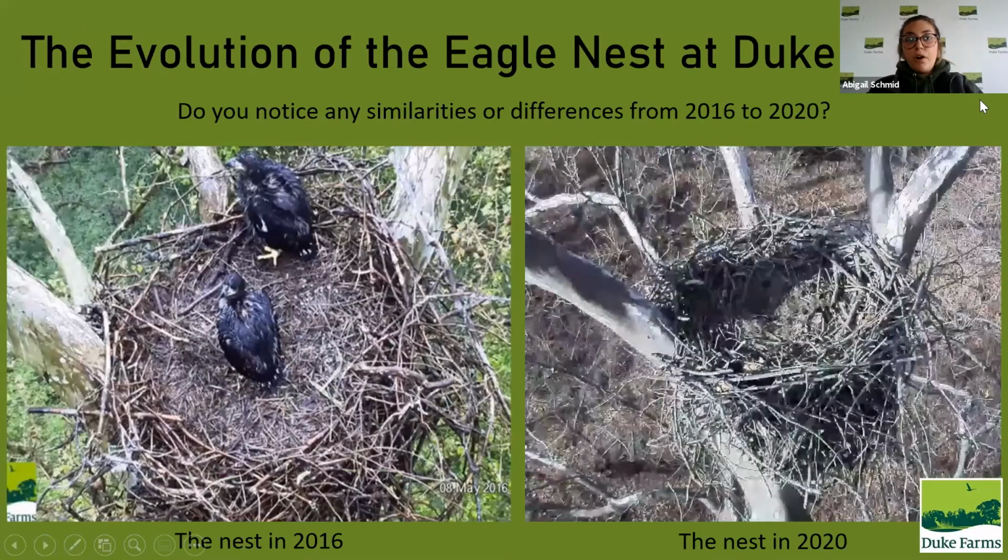Okay, so here are 2 photos to look at and observe the evolution of the Duke Farms nest. So the first photo is in 2016. The second photo was taken in 2020. So look at each photo, compare them. What looks the same? What looks different? Aside from the fact that one has eagles in them and one doesn't, what are you seeing? What are you observing? What are you noticing? What looks the same? What looks different? Make some observations.